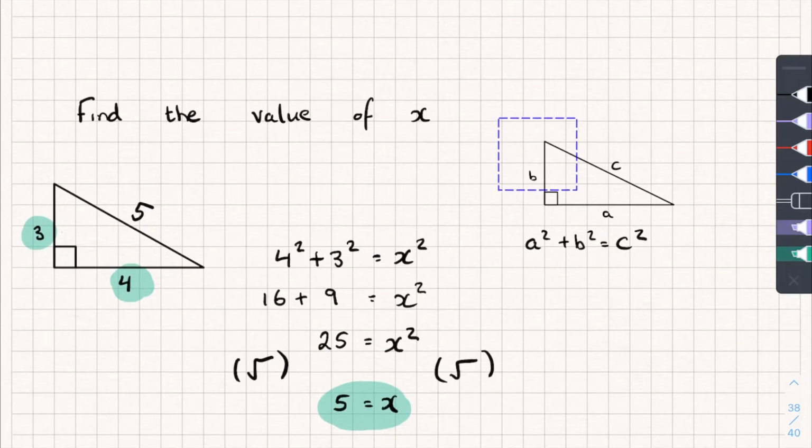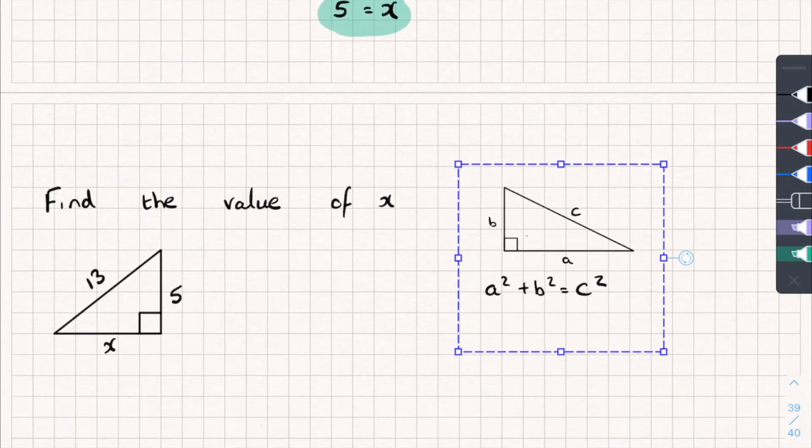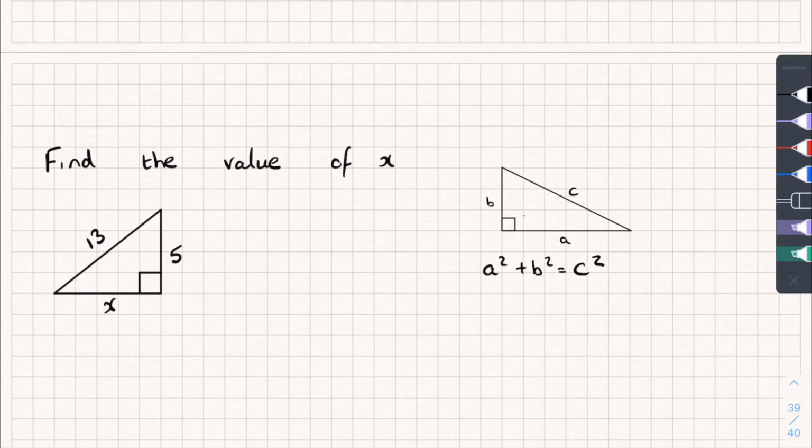You might see it slightly differently, and you might see it looking like this. I'll bring the formula down as well. So, similar question, find the value of x. But this time we've been given this side, but we've also been given the hypotenuse. And I know it's the hypotenuse because it's the side opposite the right angle. So let's put the information we know into the formula. I'm going to say that this is A and this is B. So we're going to have 5 squared plus x squared equals c squared, and c is this 13, so it equals 13 squared.